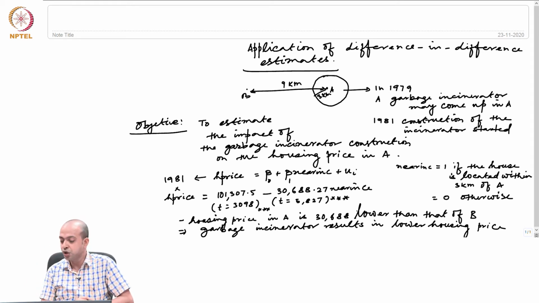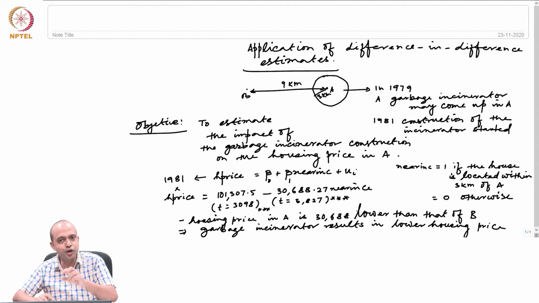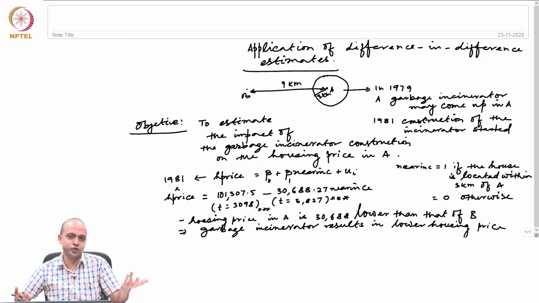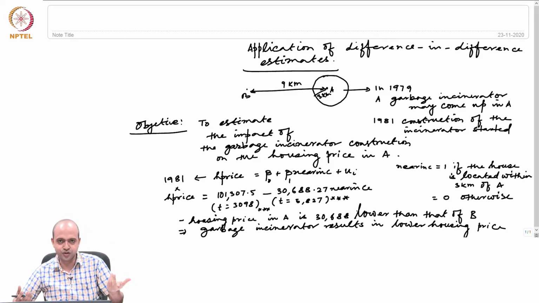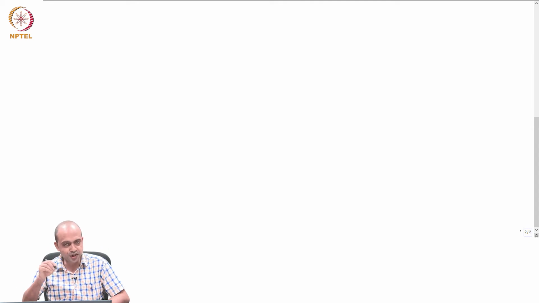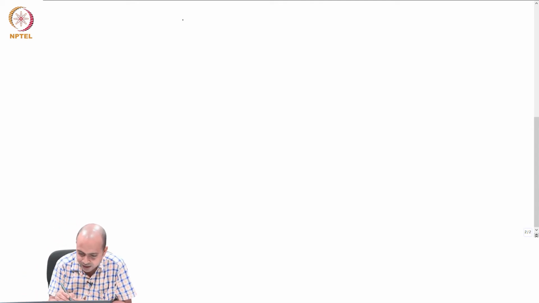Why is this wrong? To understand that, let us estimate a similar type of model in 1978, when there was no rumor going on about the garbage incinerator and its construction. Also, there is no question of construction of the real garbage incinerator. So, let us estimate a similar kind of model in 1978, when there was no such rumor, because the rumor itself started in 1979.